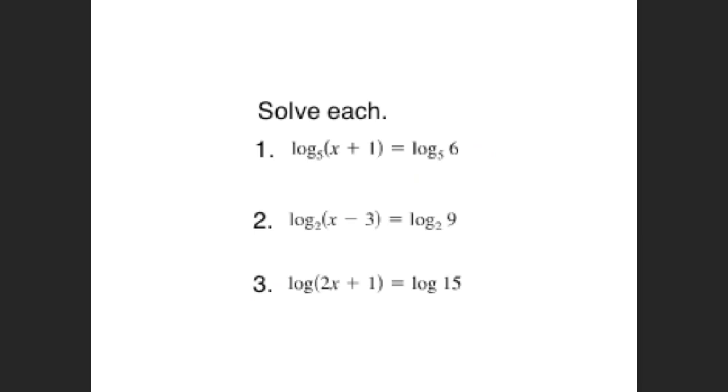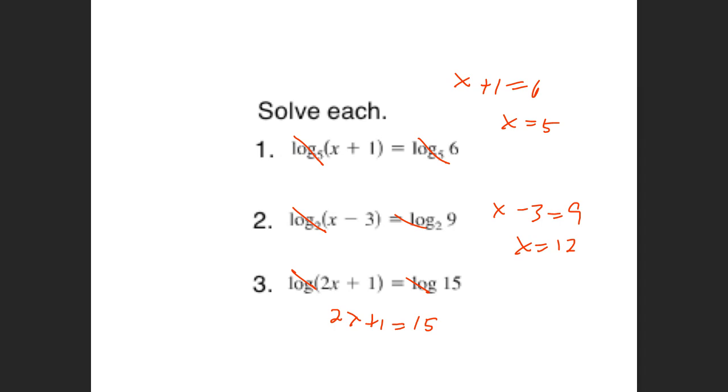Now, we also talked about solving: as long as we have one log on both sides, we could just cross them off. Oops, I'm going to turn on my marker here. So this would just be x plus 1 is equal to 6, so x equals 5. Here I have log base 2 on both sides, so I could rewrite this as x minus 3 is equal to 9, so x equals 12. And here I could cross off each log, so this would be 2x plus 1 is equal to 15. So 2x equals 14, x equals 7. Okay, so being able to solve using the one-to-one property is a good skill to have.